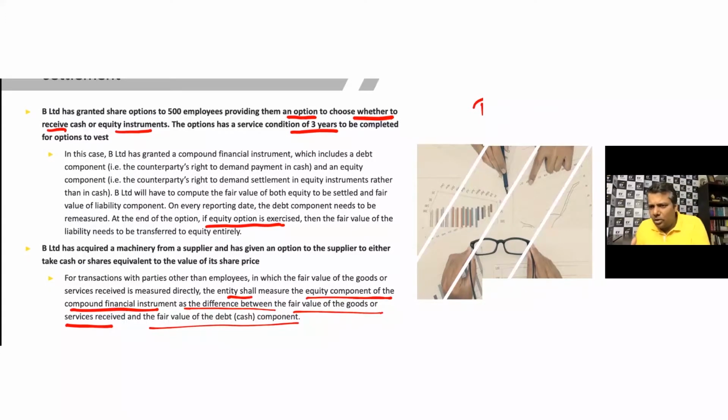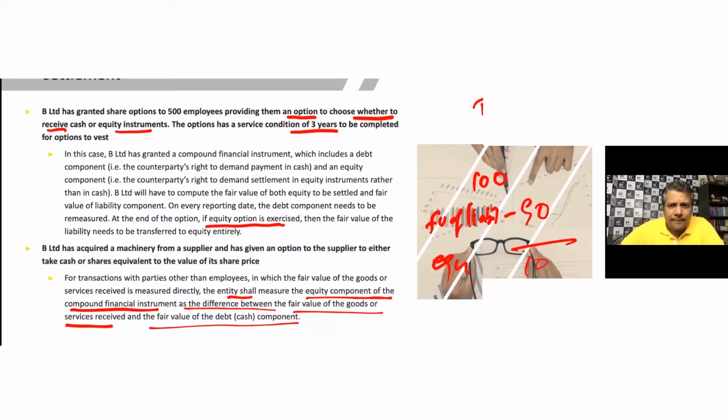Once the total value has been determined, I need to allocate between the debt component and the equity component, or the liability component and the equity component. First I allocate to the liability component, and if there is a residual left, that goes to the equity component. That is how you do the accounting. So if the total fair value is 100 and the fair value of the liability is, say, 90, then what goes to equity is 10. 100 minus 90 is 10. That's how you do the allocation.